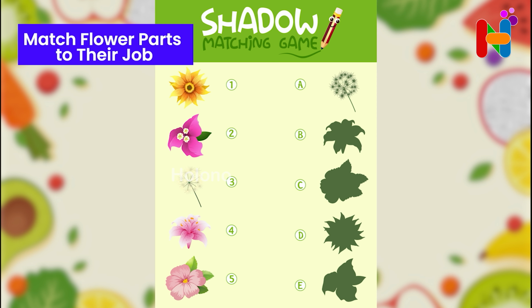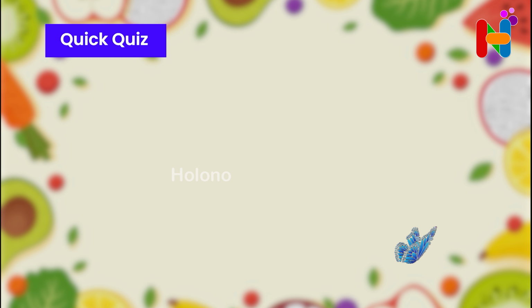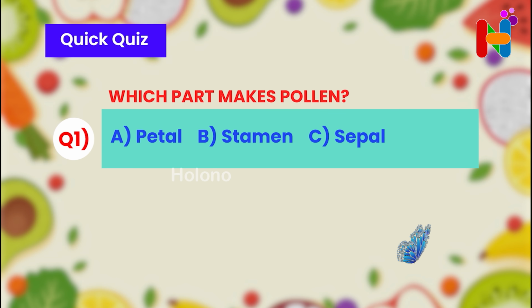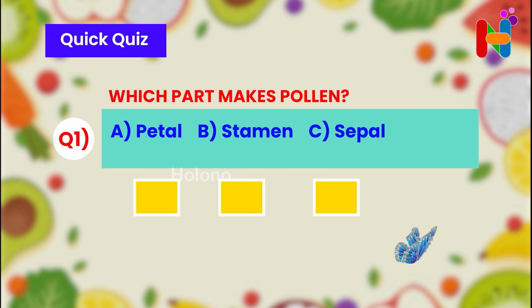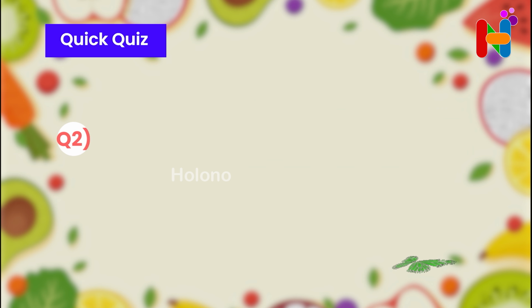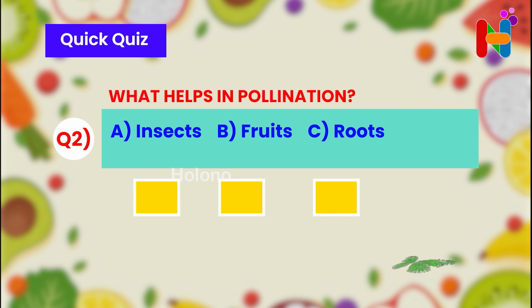Match flower parts to their job. Let's match. Can you match each part of the flower to what it does? Let's try it together. Quick quiz. Question 1. Which part makes pollen? A. Petal. B. Stamen. C. Sepal. Question 2. What helps in pollination? A. Insects. B. Fruits. C. Roots.